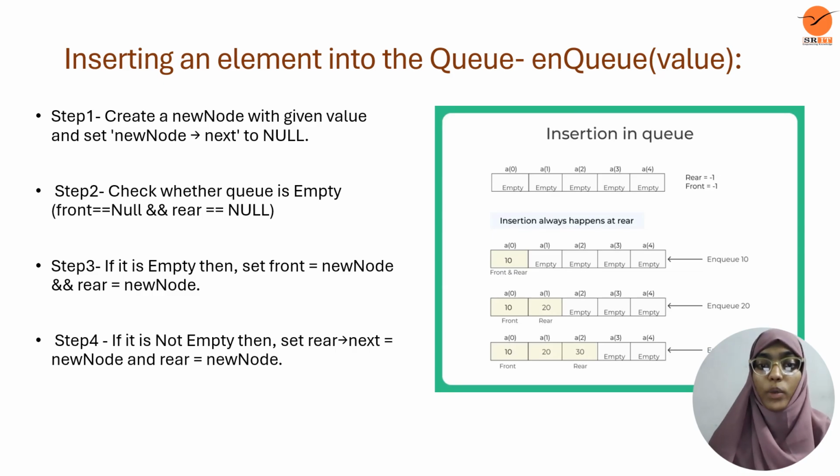Then step 2 is check whether queue is empty. We need to check that queue is empty or not, because we are doing insertion over here. So the condition for this case is front equals to null, and logical and rear equals to null. This is the condition for the empty. Now the step 3 is, if it is empty, then set front is equals to new node and rear is equals to new node. Then the step 4 is, if it is not empty, then set rear of next is equals to new node and rear is equals to new node.